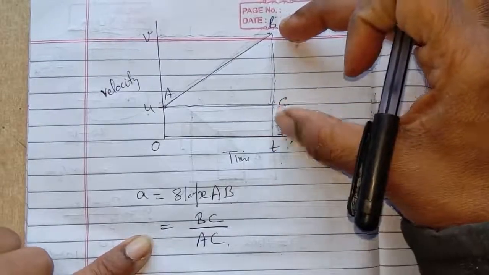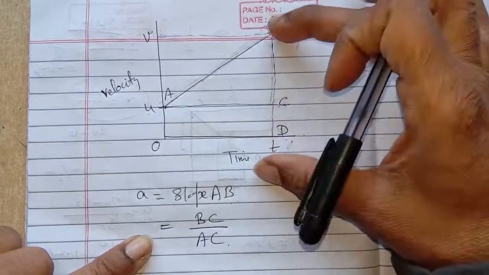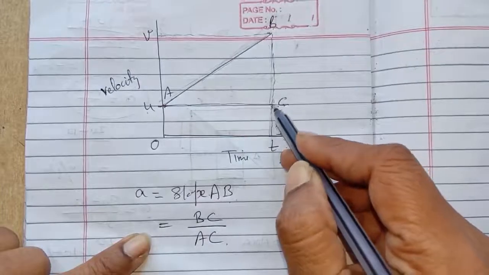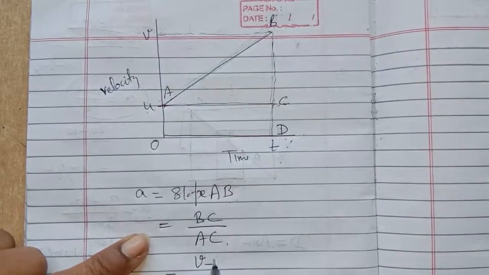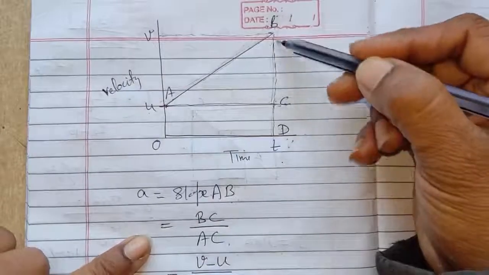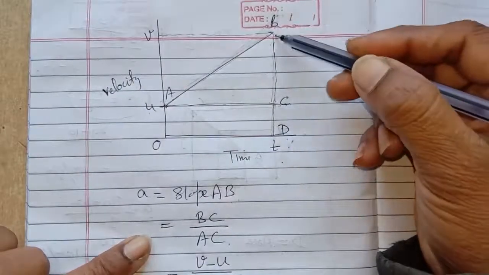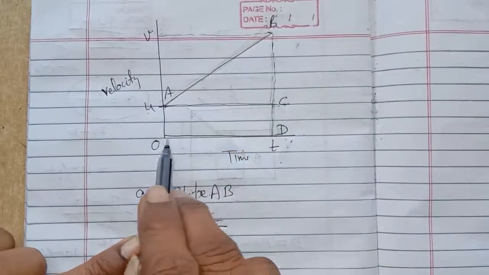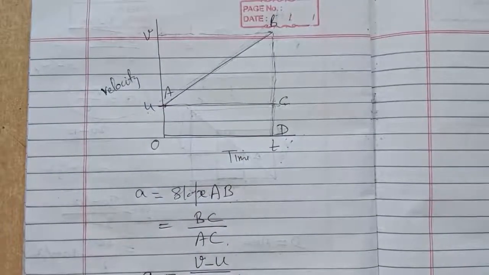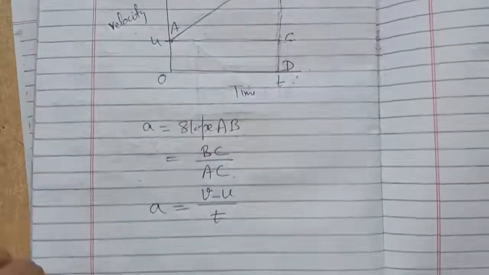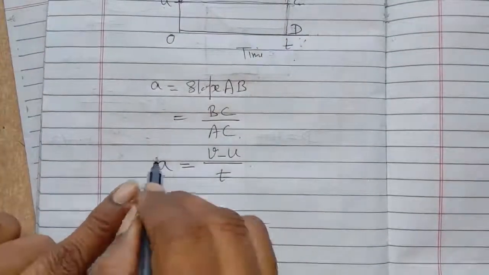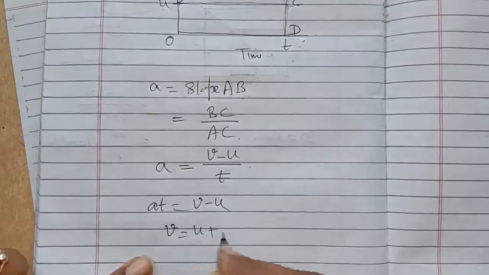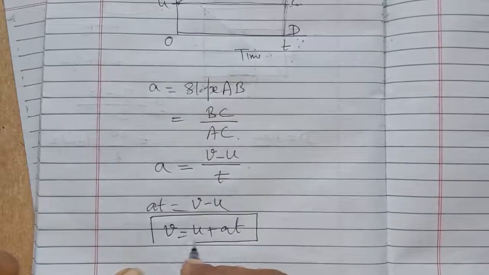If you want to find this one, what will you do? You will subtract this from this. The whole length is V. This length is how much? It is V. And the length from here to here is how much? It is u. So we can say BC is v minus u. Again, if you want to find this value, you subtract this from the whole. v minus u upon what is this distance AC? It is t. So a is equal to v minus u upon t, and we can use the cross multiplication method. Taking t to the other side, at is equal to v minus u, and v will be equal to u plus at. This is the first equation of motion.